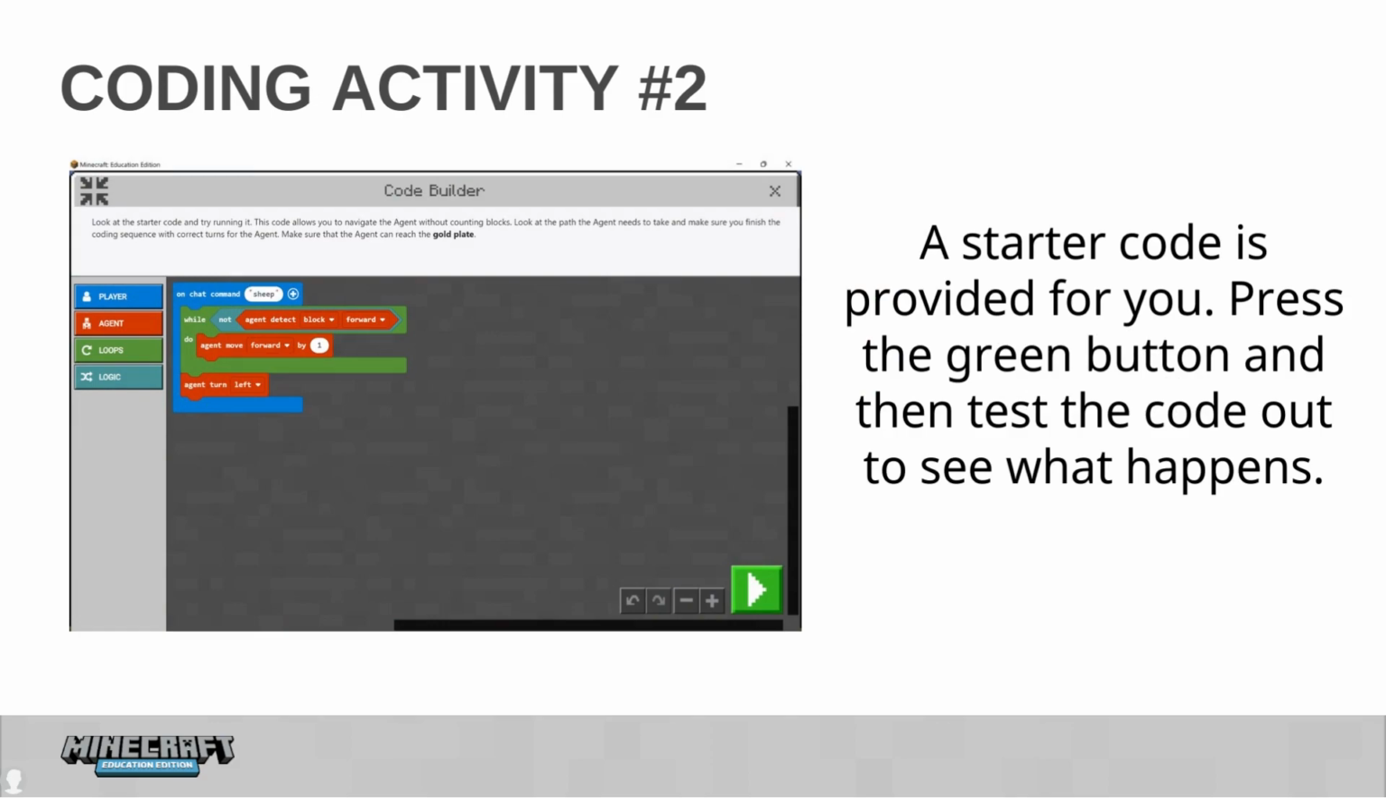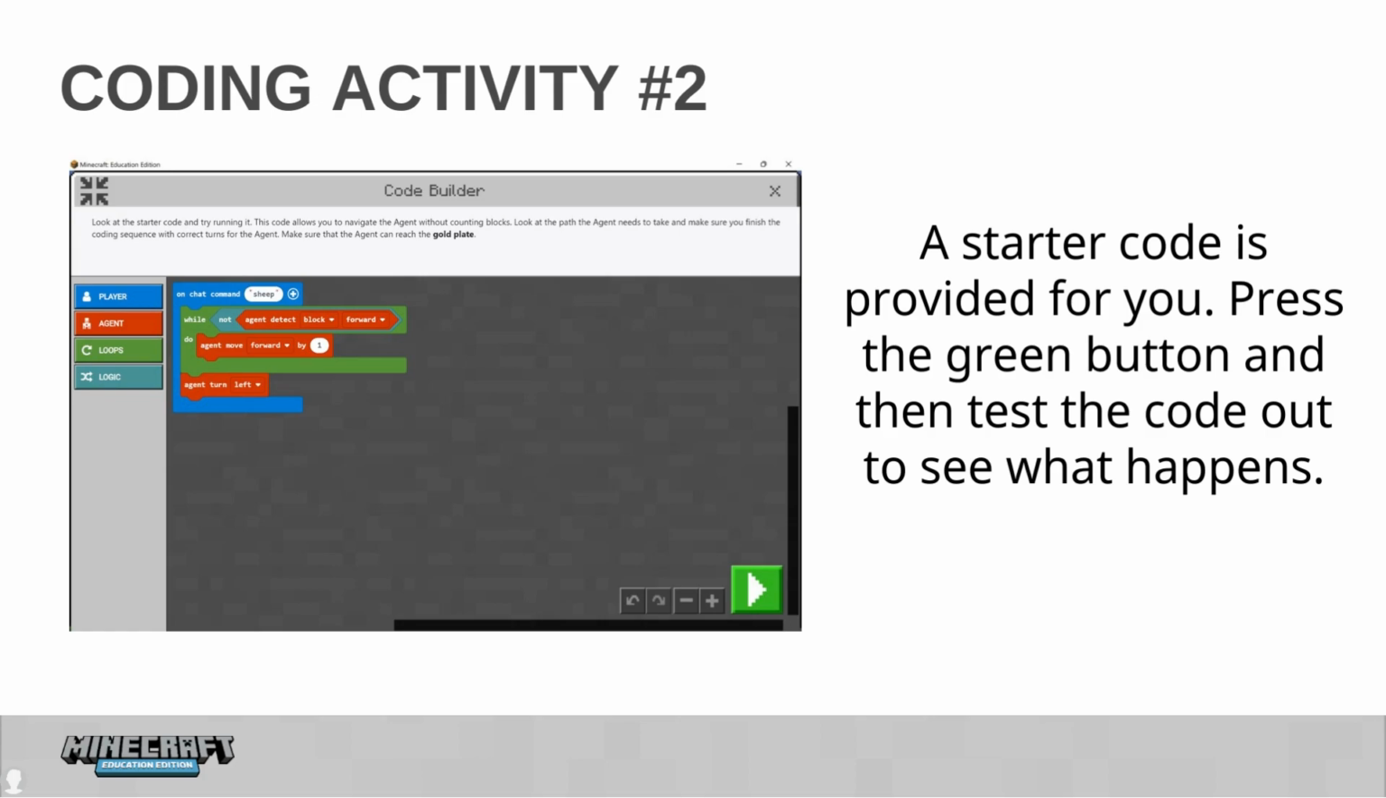Once you have that pseudocode planned out on a piece of paper, head on into your code builder and you'll see that there's some starter code provided for you. The starter code actually tells you that while there's no block in front of your agent, then the agent will move forward 1. Once it realizes there's a block in front of it, notice that agent turns left. Now, again, it won't always be left. We'll probably have to turn right in here as well.